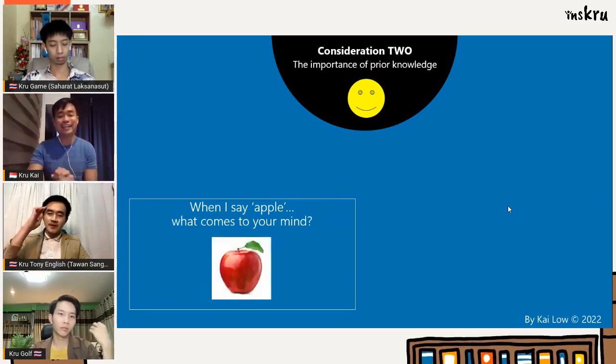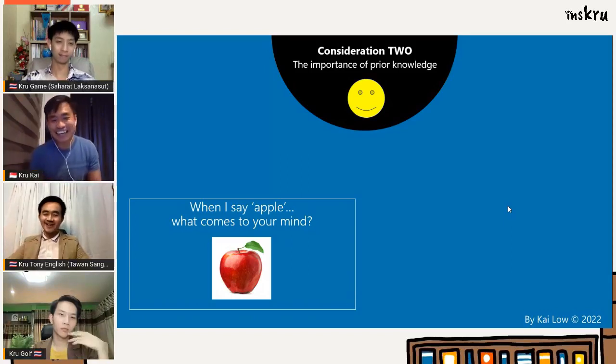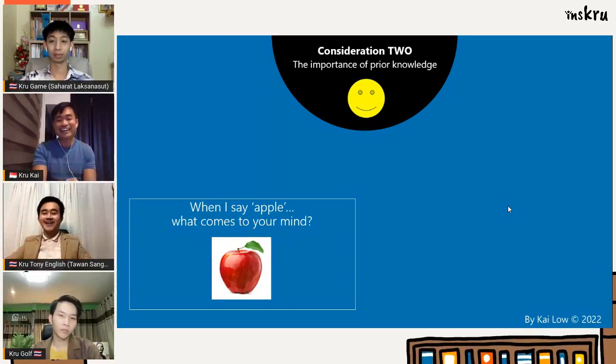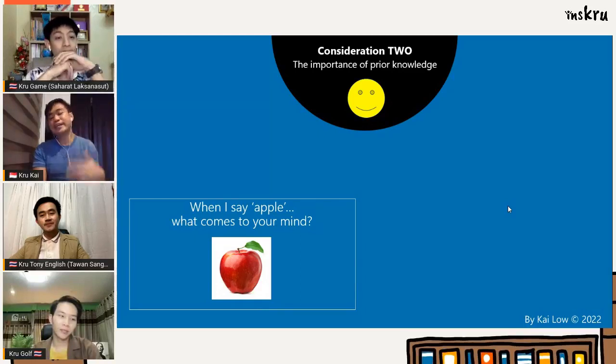Is it a red colored apple, or Snow White, and a green leaf? You think of Snow White? Excellent. So that's important, right? Because the first thing I think of is Snow White eating an apple. And Snow White's apple is red, right? So to me, as an English language teacher, this tells me something about my students' prior knowledge.